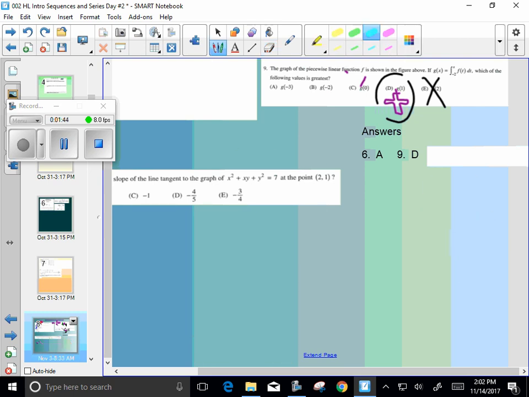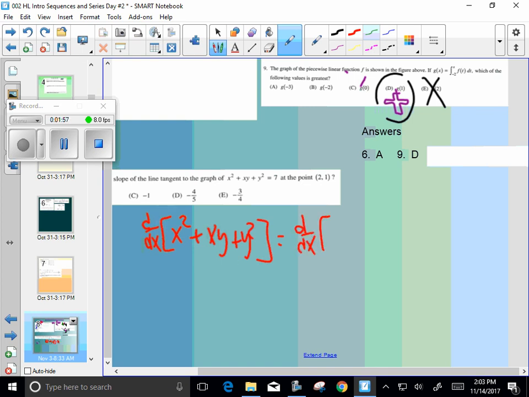All right, so that brings us to the problem that we're doing. The problem is we're finding the slope of the line. We're taking the derivative with respect to x of x squared plus xy plus y squared equal to the derivative with respect to x of 7. What is the derivative with respect to x of 7? What's the derivative of a constant? What's the slope of a constant line? 0, yeah. That throws people, but don't forget to take that derivative.